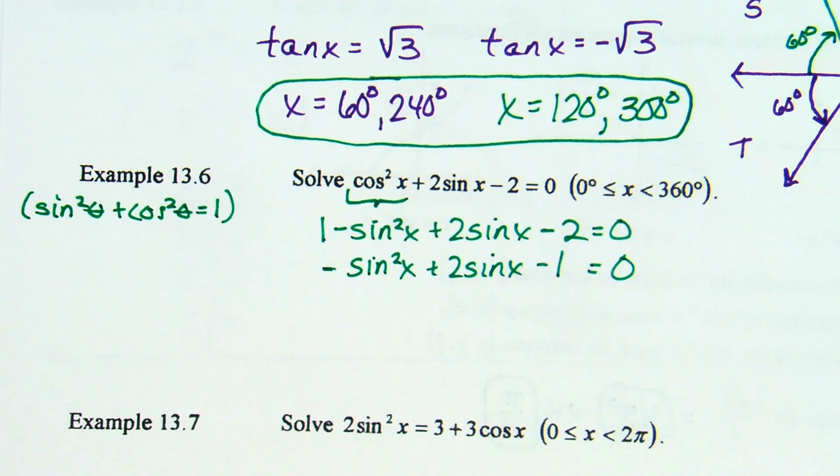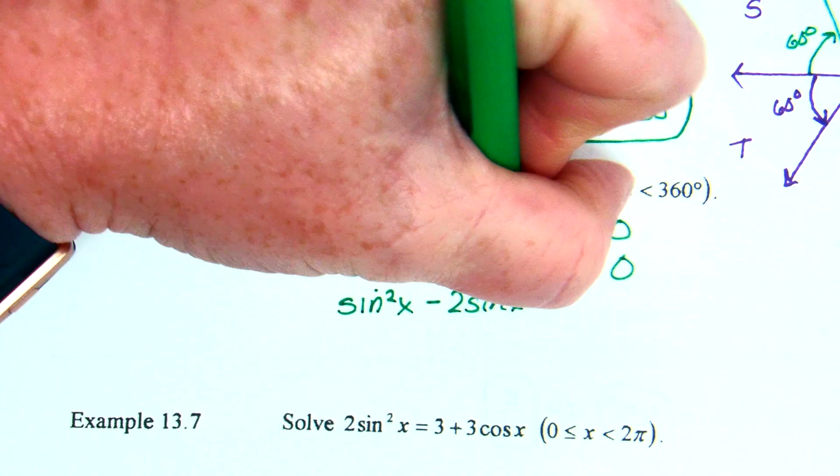I'm not a big fan of that negative out front. So then multiply everything by negative 1, and we can do that because it's an equation. Changes all the signs, right? Sine squared x minus 2 sine x plus 1 equals 0. We can't factor out. Okay.